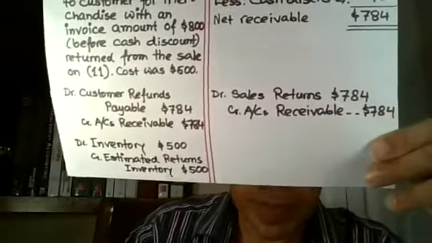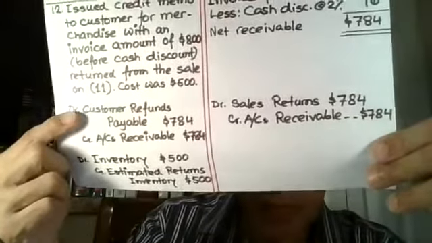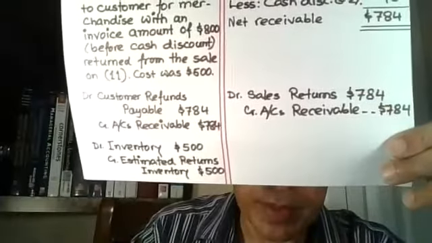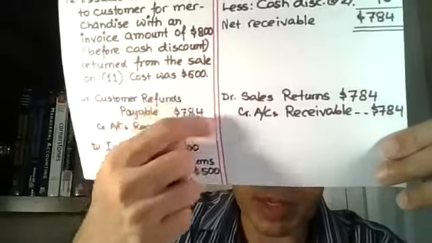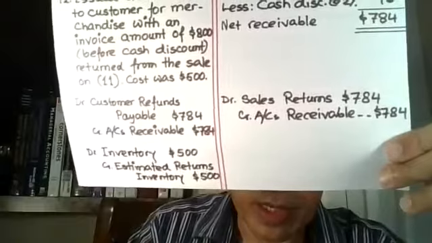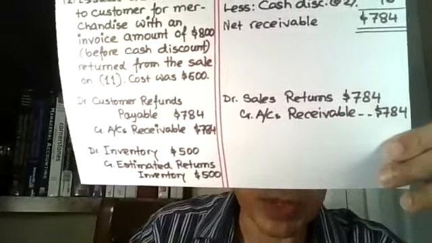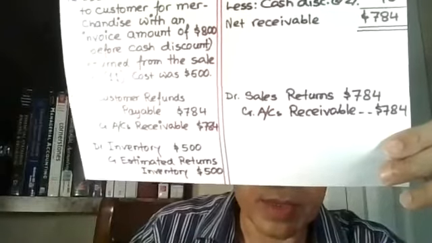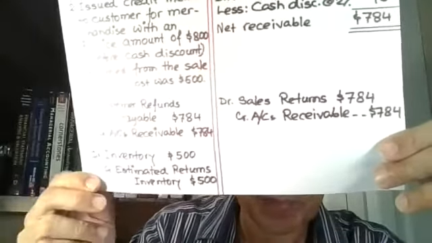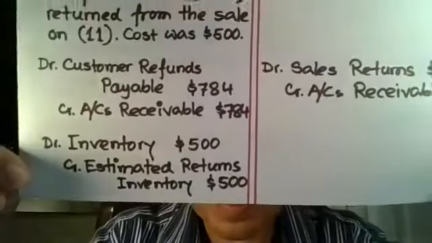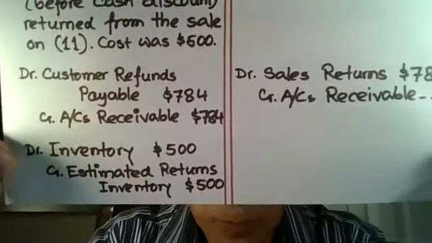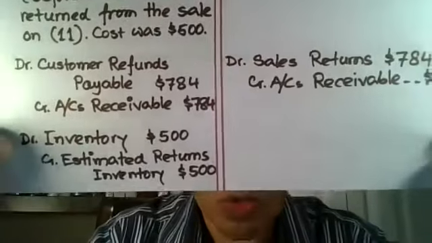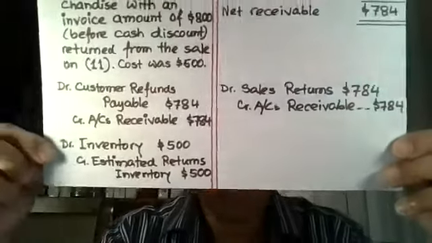Okay, so debit customer refunds payable, like the previous return, sales return, but the amount is going to be the net amount, net of the cash discount of 2%, and credit accounts receivable, and then here debit inventory and credit estimated returns inventory. All right. So that's our transaction number 11.